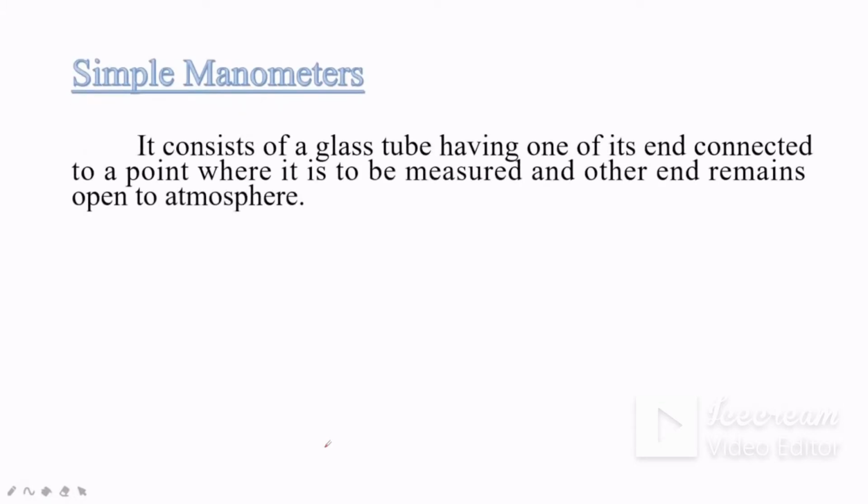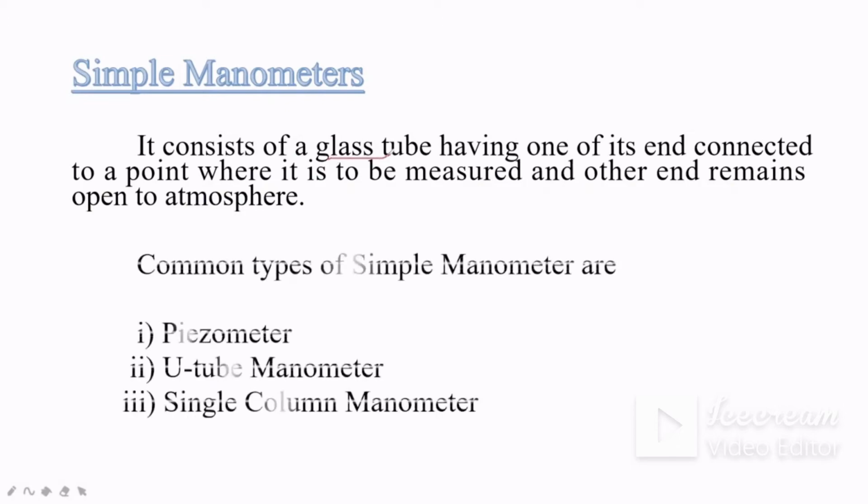Next, the simple manometers. So what is a simple manometer? A simple manometer consists of a glass tube having one of its ends connected to a point where the pressure is to be measured and the other end remains open to the atmosphere. They are describing how it is constructed. It has two ends: one end is connected to the point where the pressure is to be measured, and the other end remains open to the atmosphere. When you see the image, you will get a clear picture.